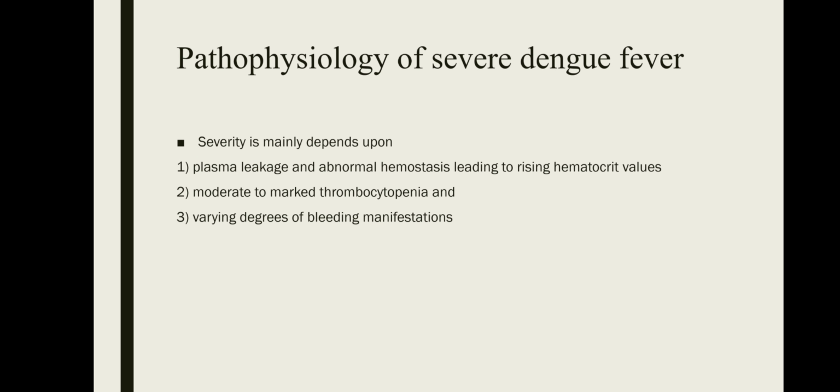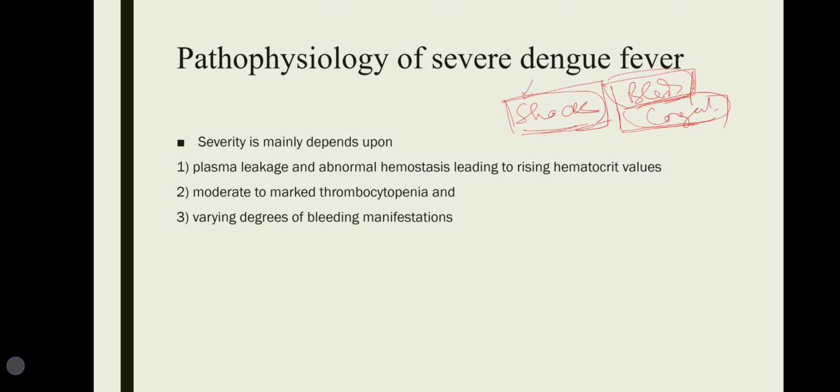Now, what is severe dengue? That means there is a presence of either shock, bleeding manifestation, or coagulopathy. A normal viral fever does not present with shock, bleeding, or coagulopathy. But why can this simple virus cause this type of severe problem?